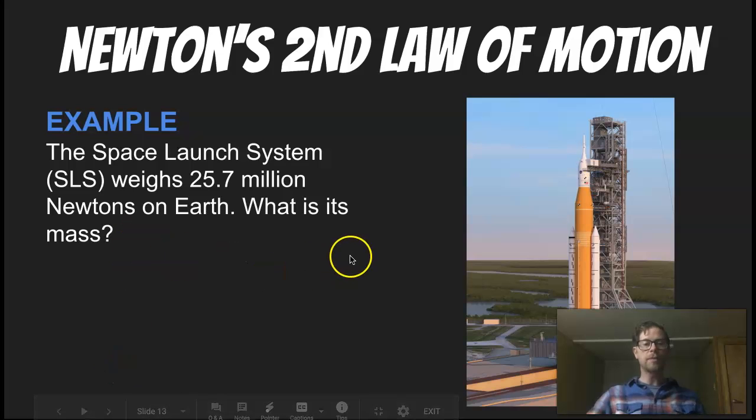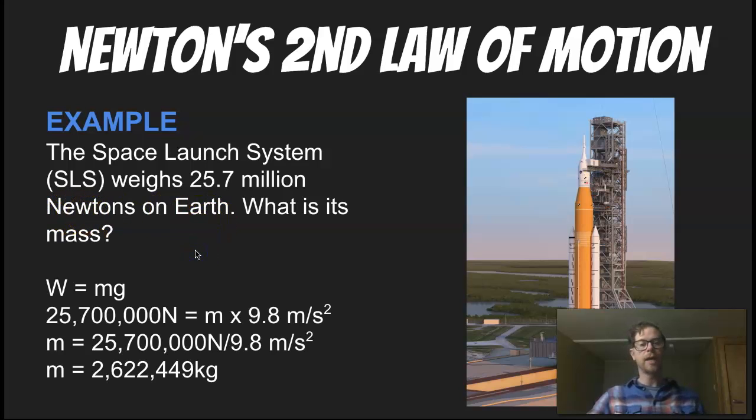Now back to our good friend, the Space Launch System rocket. So the Space Launch System weighs 25.7 million newtons on Earth. What is its mass? So that's its number of newtons, right? That's its weight. We want to calculate its mass. So again, weight is mass times gravity. Here is the weight in newtons, 25,700,000.